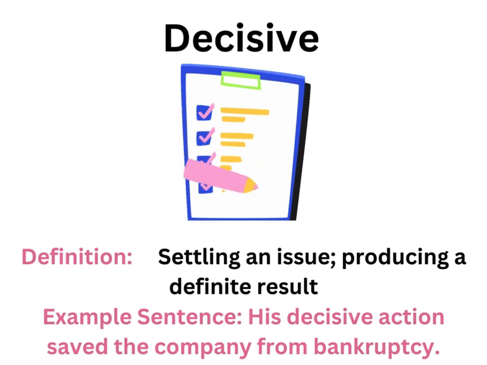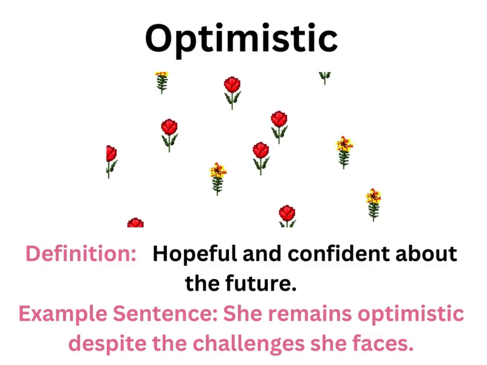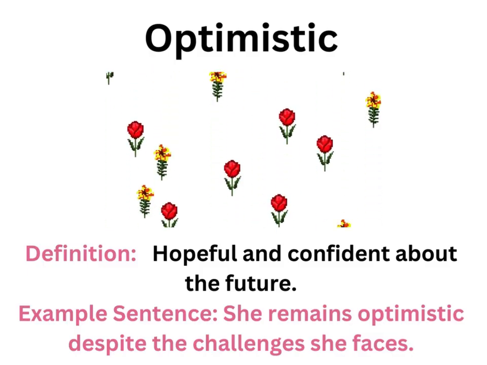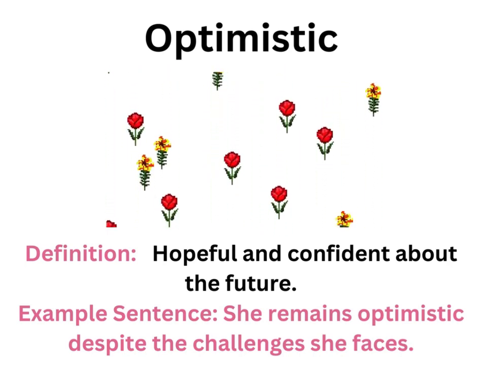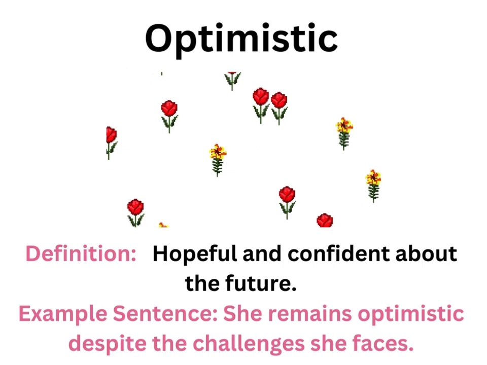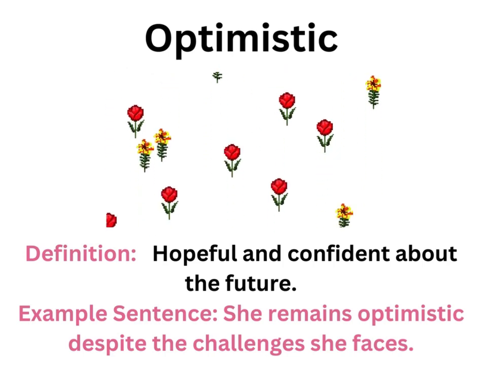Decisive. Definition: settling an issue, producing a definite result. Example sentence: his decisive action saved the company from bankruptcy. Optimistic. Definition: hopeful and confident about the future. Example sentence: she remains optimistic despite the challenges she faces.